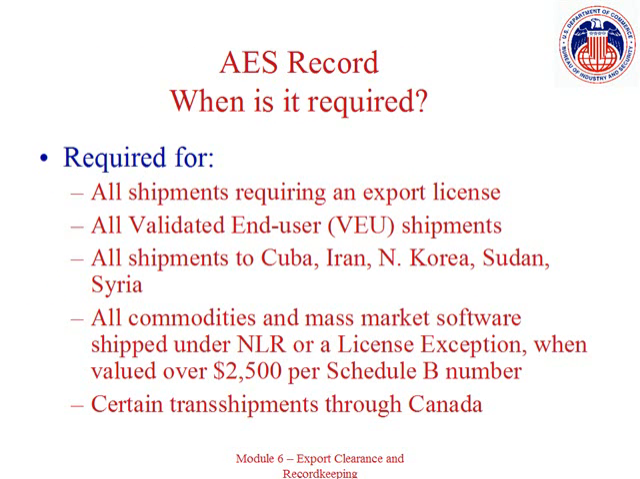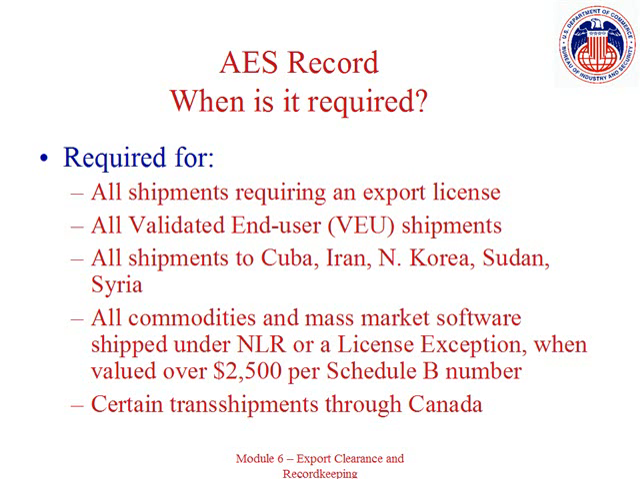The SED or AES record is required for all shipments of transactions authorized under an export license, all shipments under the Validated End User Program, and all shipments to the 5 terrorist-designated countries: Cuba, Iran, North Korea, Sudan, and Syria. It's also required for all commodities and mass-market software shipped under NLR or a license exception if the value is greater than $2,500 per Schedule B number. Finally, it's required if an item is transshipped through Canada to a third destination where the export would require an AES record or license if shipped directly to the final destination from the United States.